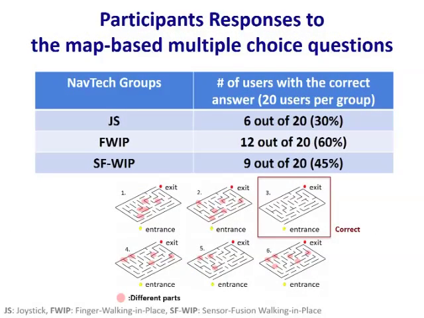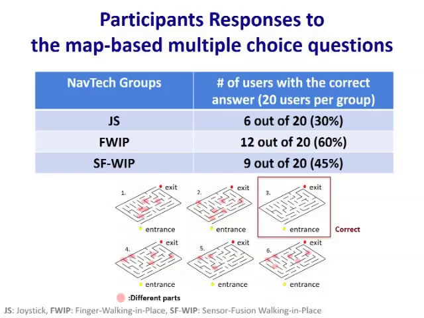The table shows the responses of the participants in the 3 navigation technique groups. Out of 20 participants in each navigation technique group, the JES group showed 30% correctness, the FWIP group showed 60% correctness, and the SF-WIP group showed 45% correctness.